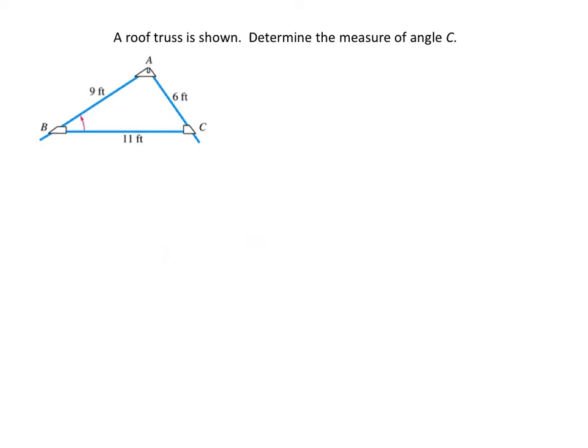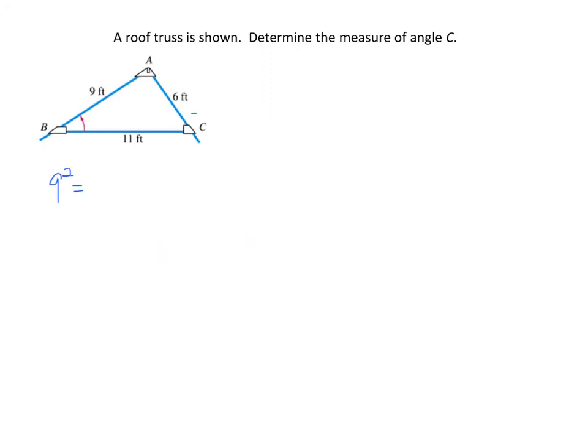Here we're being shown a roof truss and asked specifically for angle C, because we are not asked to find every single angle measure. We don't have to find the largest angle first. Here, all we're looking for is angle C. So I start with C squared, because that's what I'm going to need the cosine of. So you start with the side opposite that.